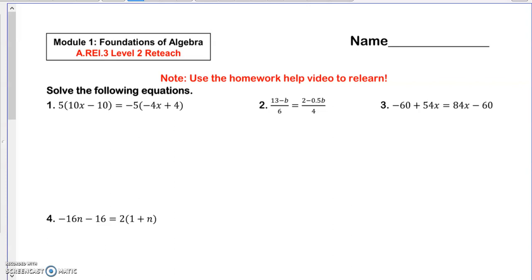Okay, today we're doing Module 1, Level 2 of A.REI.3, the Reteach. So on this one, we're just going to do a little bit more complicated equations and inequalities. So the first thing I need to do is distribute.